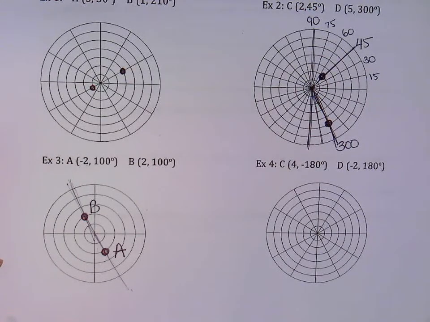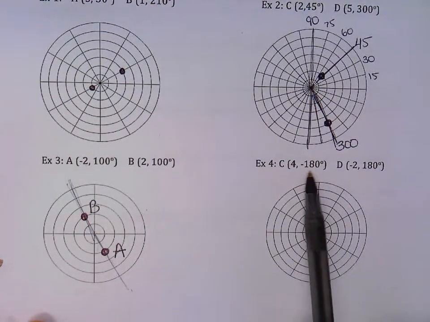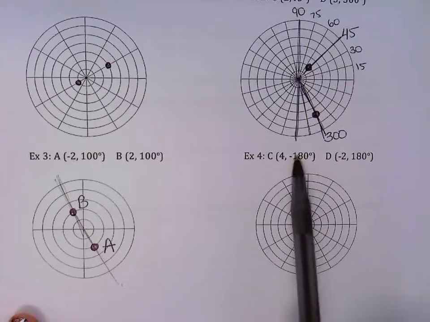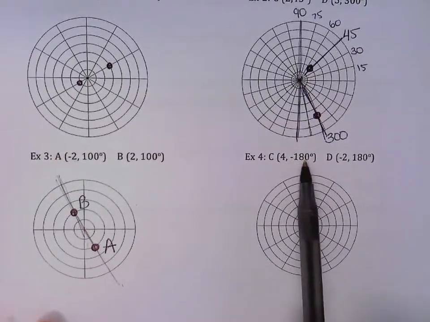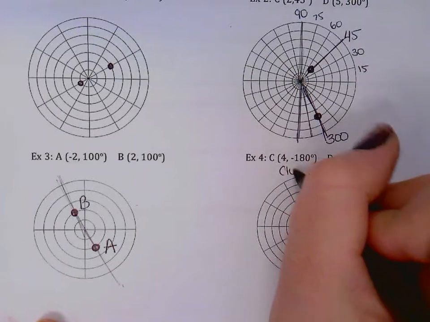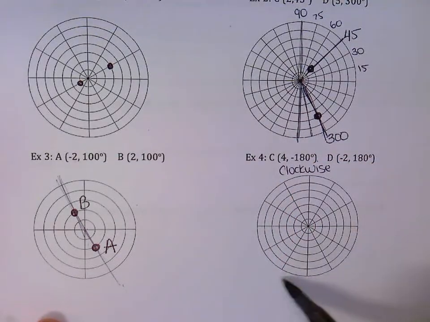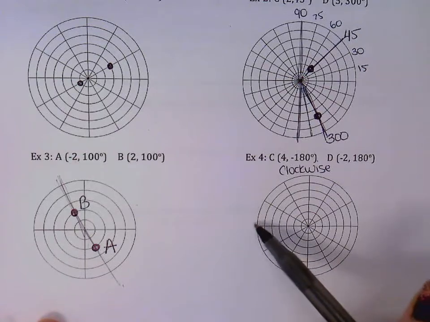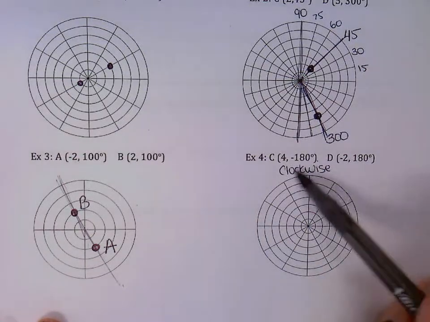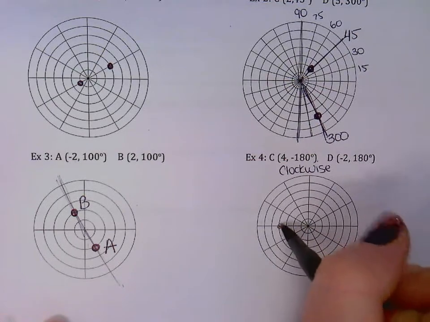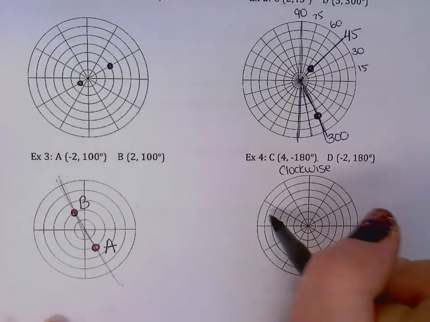In example 4, there are 2 different negative signs. This is a negative angle. This is a negative R value. The negative angle you treat the same as we've always treated negative angles. It just tells you to go clockwise instead. So if I go clockwise 180, I'm still over here on the negative x-axis, just like I went positive 180. So I'm going to go 4 units, 1, 2, 3, 4, on that negative x-axis. That would be point C.